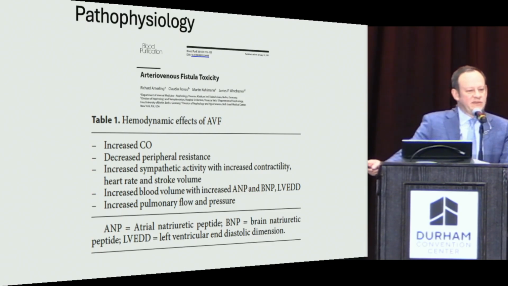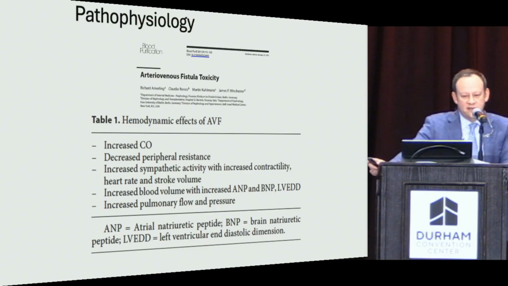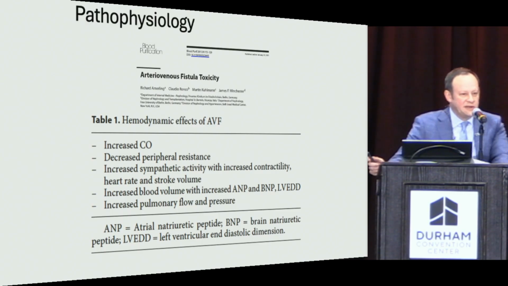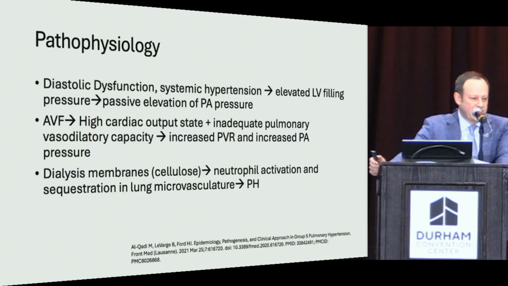And these are just some of the effects of the arteriovenous fistula, including increase in cardiac output, decreased peripheral resistance, increased sympathetic activity, and myocardial contractility, heart rate, and stroke volume, as well as overall increased blood volume with increased natriuretic peptides and left ventricular size and end diastolic dimension, and of course, increased pulmonary blood flow and pressure, which is really the large driver of pulmonary hypertension in these patients.